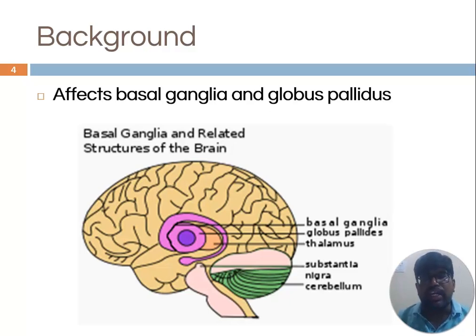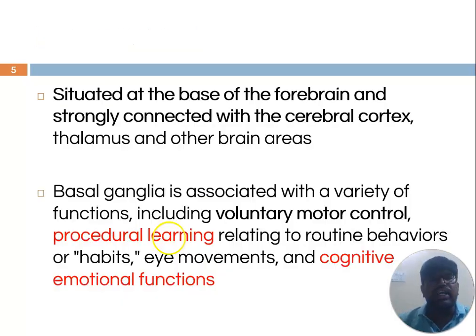And in the basal ganglia we have other sites like the globus pallidus, and apart from that the substantia nigra, which is situated at the base of the forebrain and is strongly connected with the cerebral cortex, thalamus, and other brain areas. And the key function of this basal ganglia is the voluntary control of motor movements. So motor movements are completely managed by the basal ganglia, where a problem in dopamine availability may lead to motor disturbances.